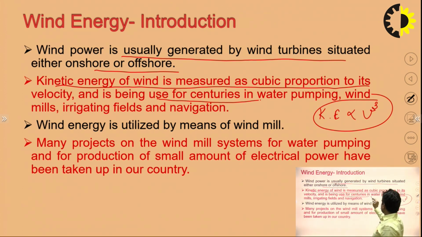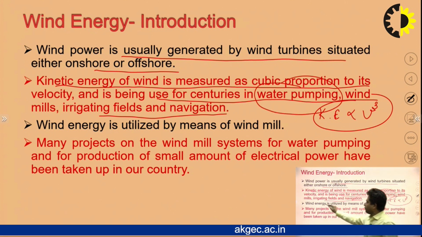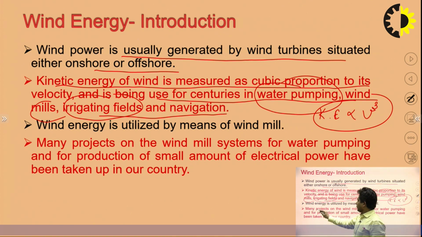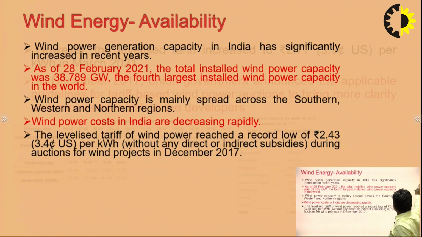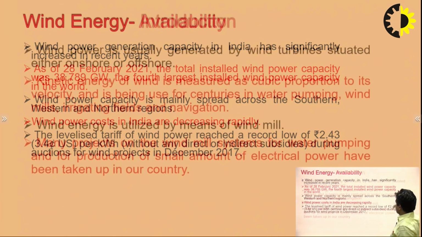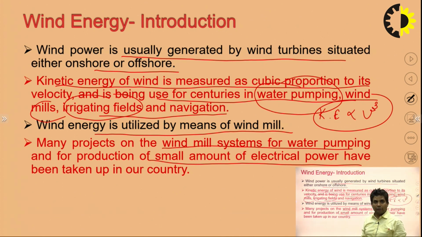And it has been used for centuries in water pumping, windmills, irrigation fields, and navigation. So this energy is not a new generation of energy resources. For centuries we have utilized wind energy for different applications, like small water pumping, windmills, and irrigation fields. Wind energy is utilized by means of windmills, and many projects on windmill systems for water pumping and production of small amounts of electrical power are being taken up in our country as well.